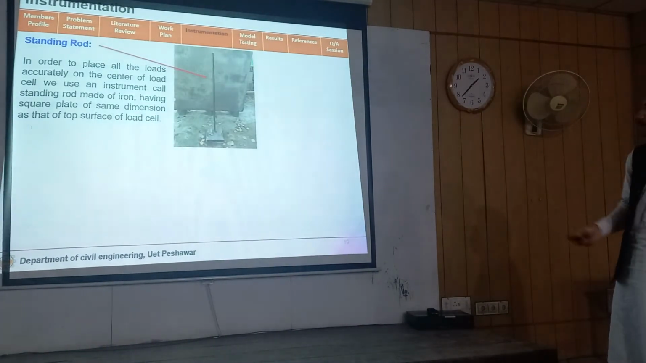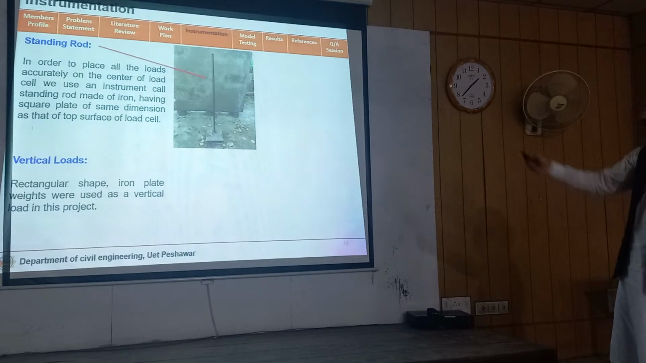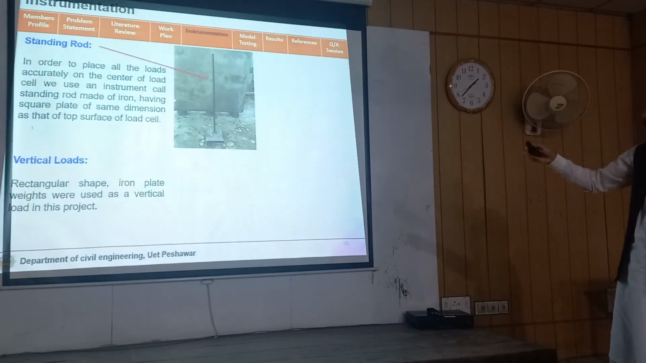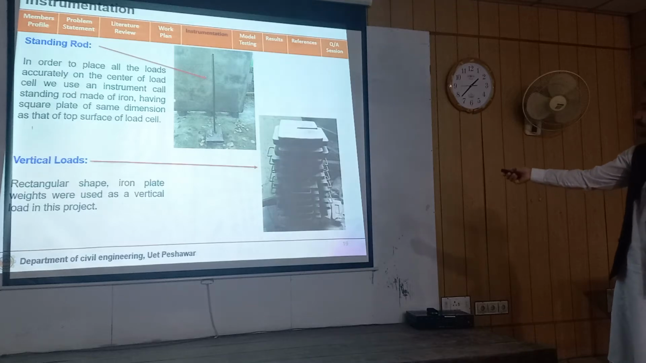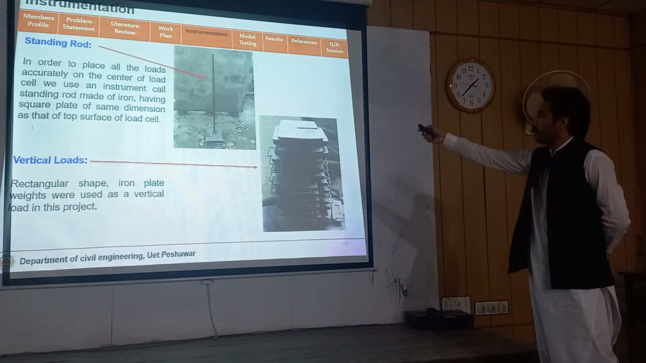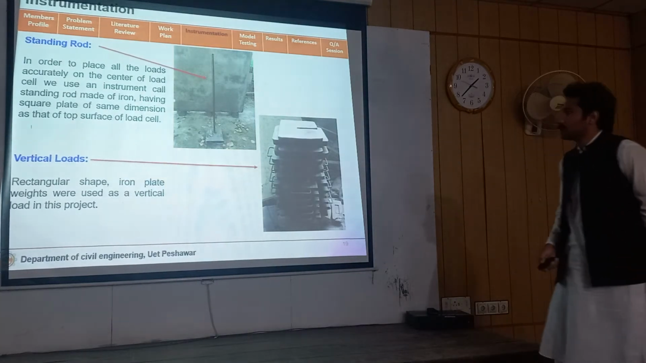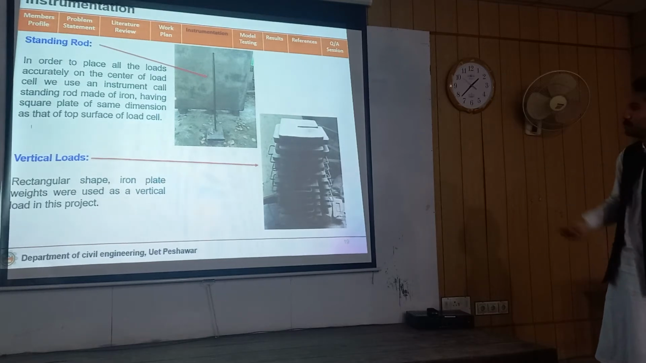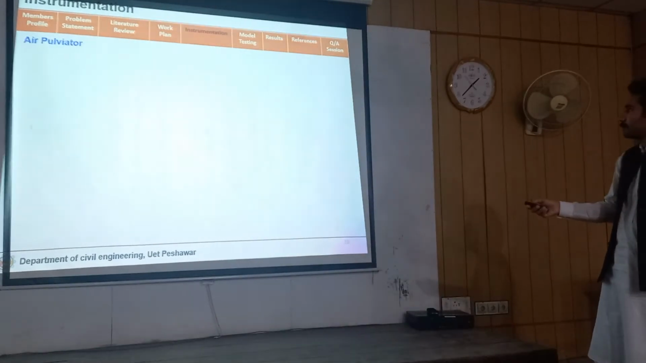And this is a standing rod, which we placed on the load cell in the experiment, which will be further explained by Adnan Khan. And these are the vertical loads. So we place all the load exactly on the center of the load cell. So we use this instrument as a standing rod.